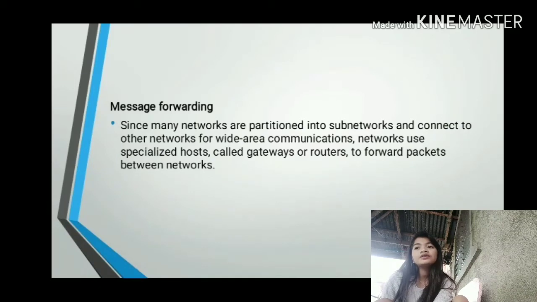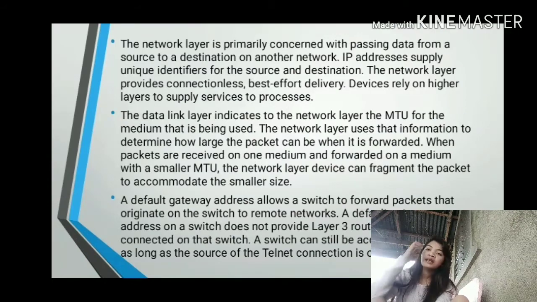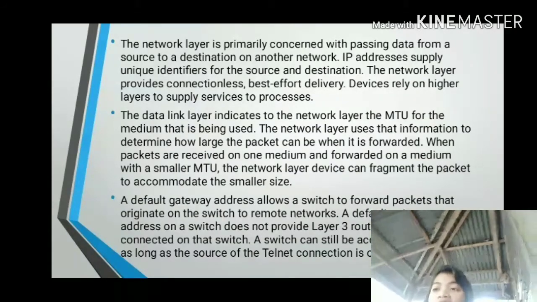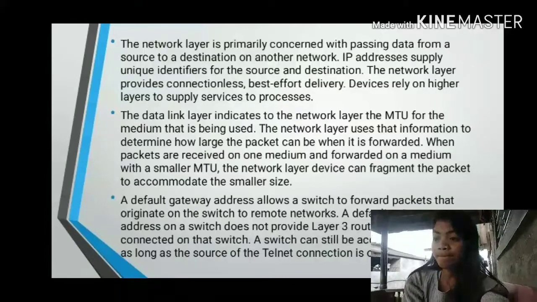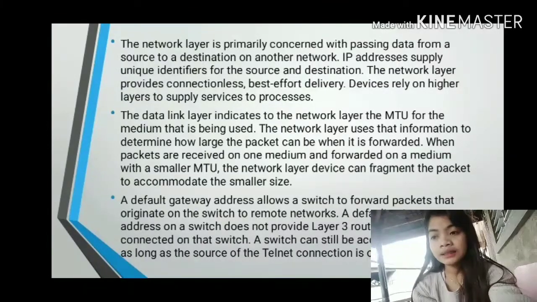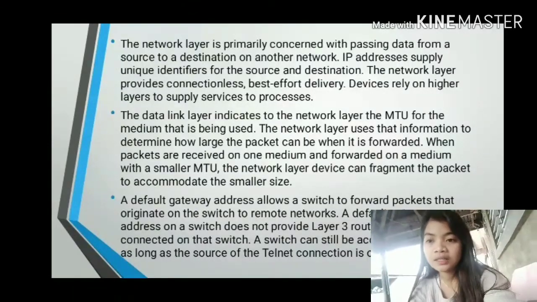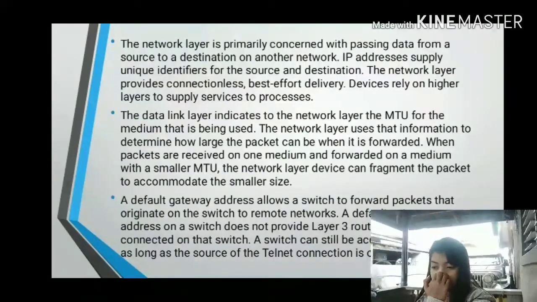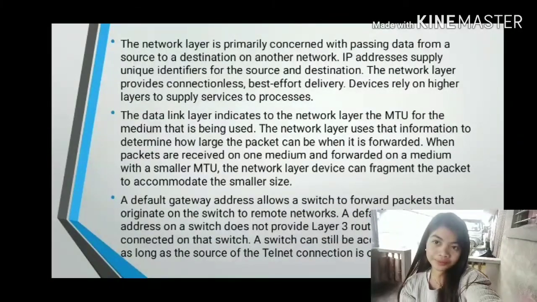When packets are received on one medium and forwarded on a medium with a smaller MTU, the network layer device can fragment the packet to accommodate the smaller size. A default gateway address allows a switch to forward packets that originate on the switch to remote networks. A default gateway address on a switch does not provide layer 3 routing for PCs that are connected to that switch. The switch can still be accessible from Telnet as long as the source of the Telnet connection is on a local network.